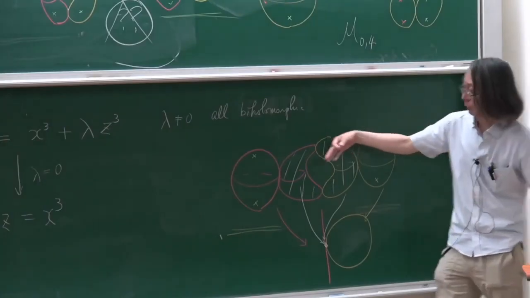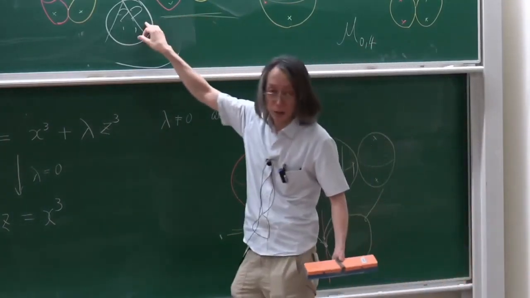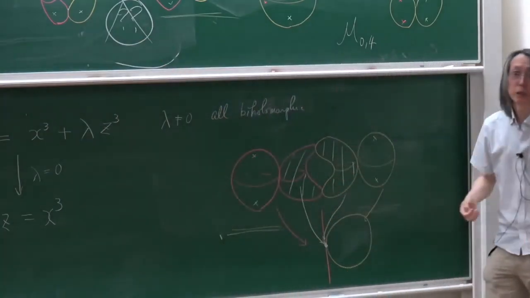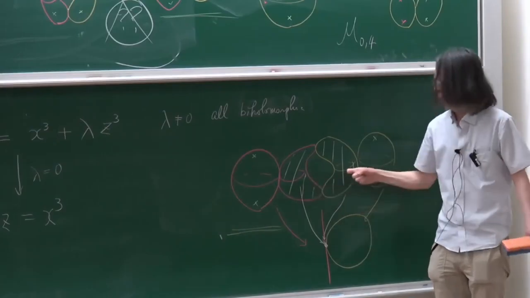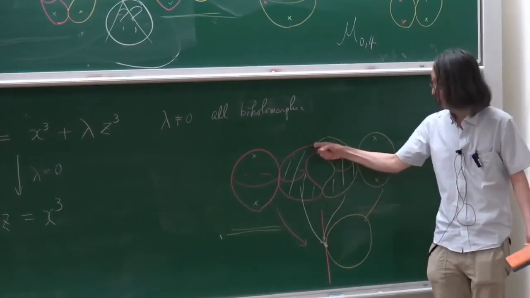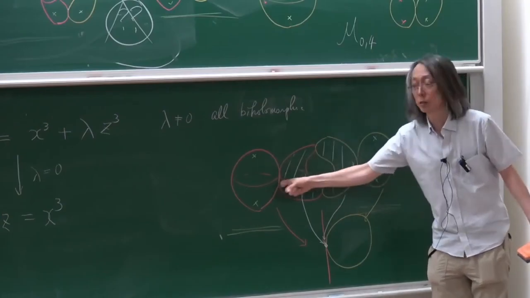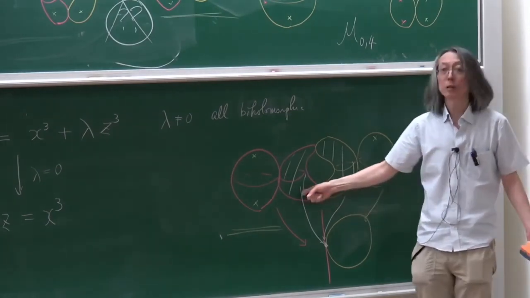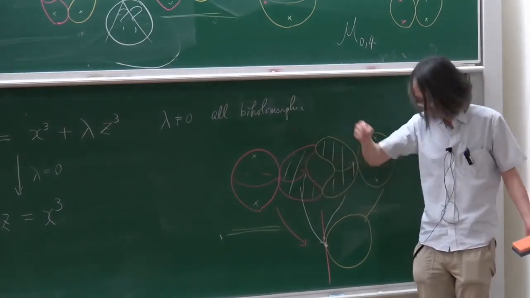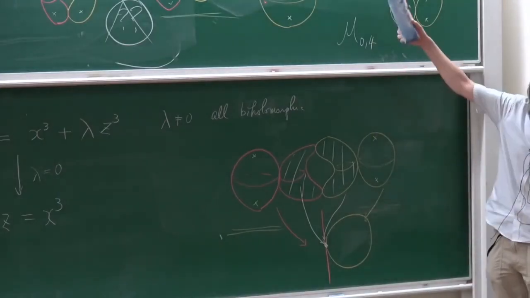So I have 4 components: 2 components as they are, and we have additional 2 components. It just contracts to a point. And these 2 are stable because I have 3 special points, like 3 nodal points. Therefore, these 2 have trivial automorphisms, right? Although the image is constant. So this is a way to get the limit.